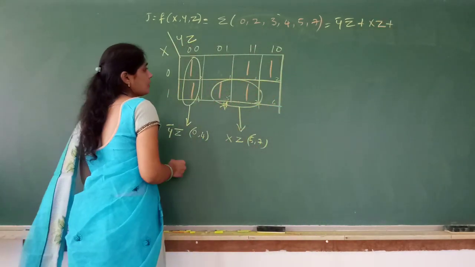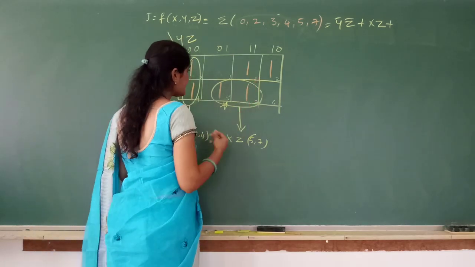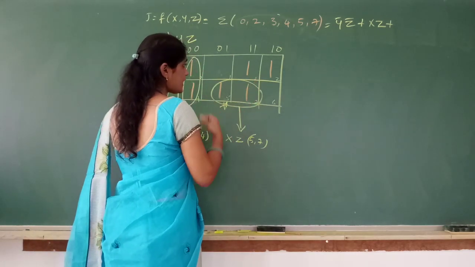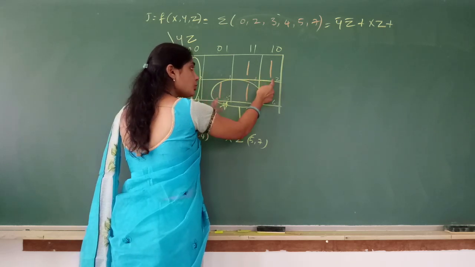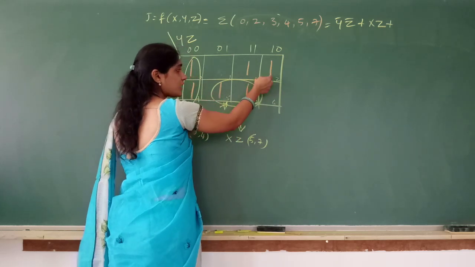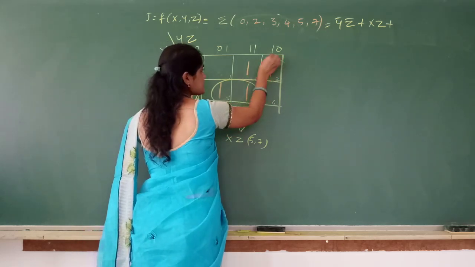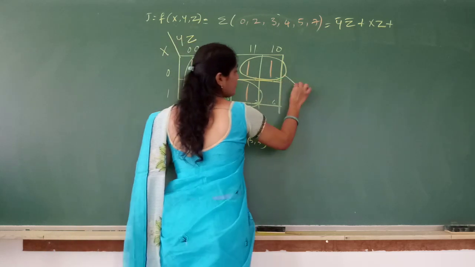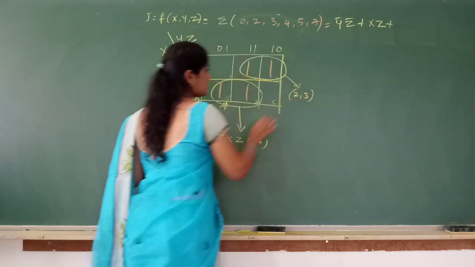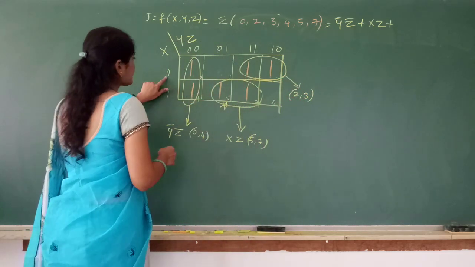Correct? Now, coming to any other mean terms are not covered? Yes, we have 2 more mean terms which are not covered, that is 2 and 3. And both 2 and 3 are adjacent now. So can I group 2 and 3 now? Yes. So 2 and 3 will form another grouping.